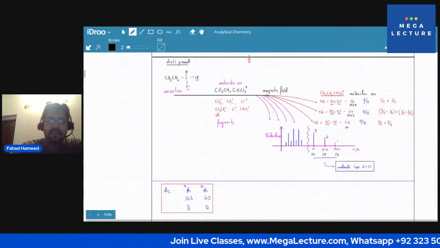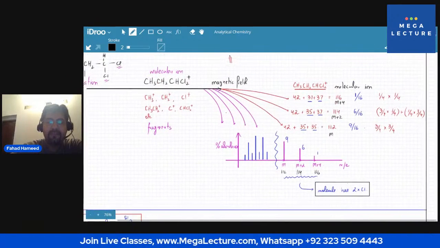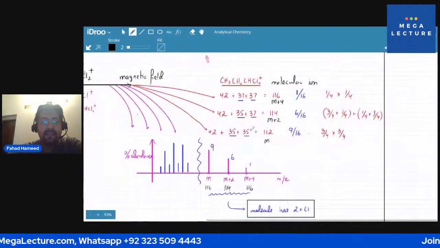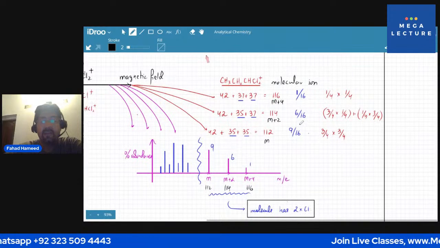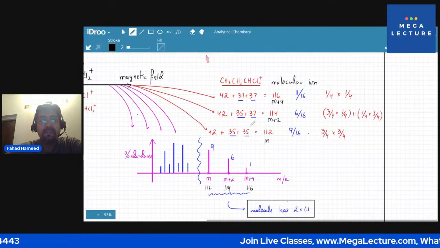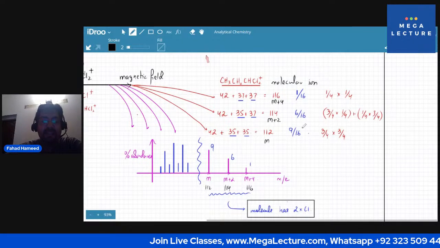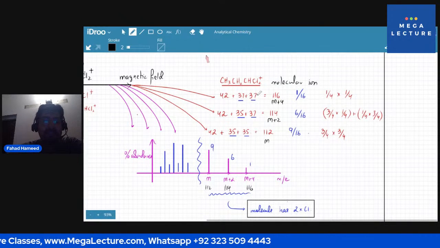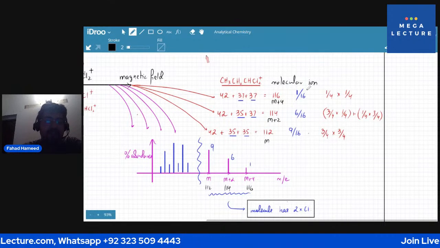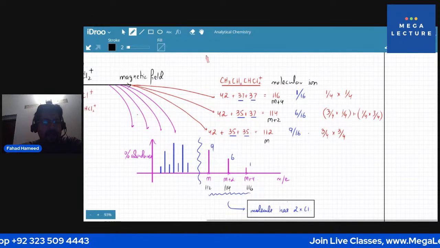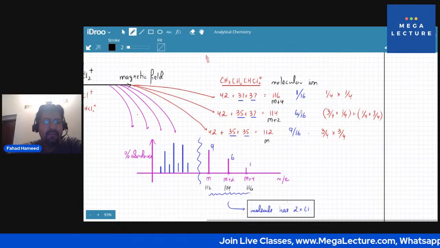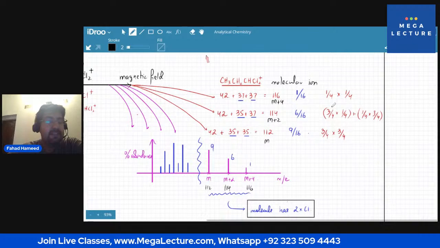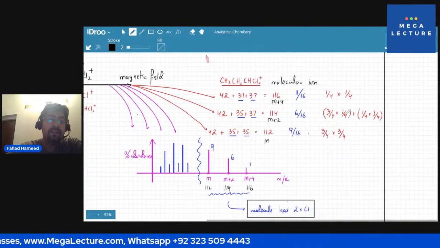So let's have a look at this. Both Cl-35, 35 and 35, that's 3 by 4 into 3 by 4. If you have Cl-35 and Cl-35, basic probabilities are going to get multiplied. That's 9 by 16. Both of them as 37, Cl-37 and Cl-37, that's 1 by 4 into 1 by 4. That gives you 1 by 16. What is left is the other one, 6 by 16, or you can calculate this. It's 35 and 37. 35 is 3 by 4 and 37 is 1 by 4. Or it could be the other way around.